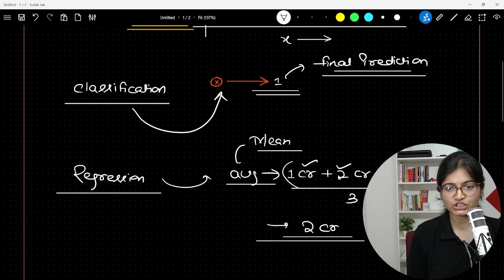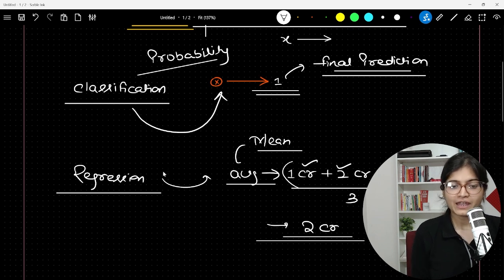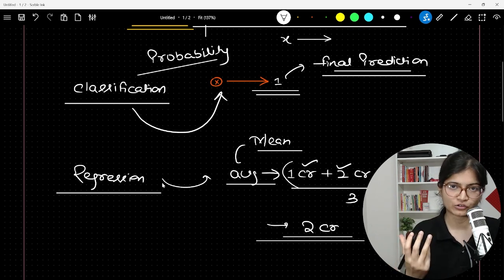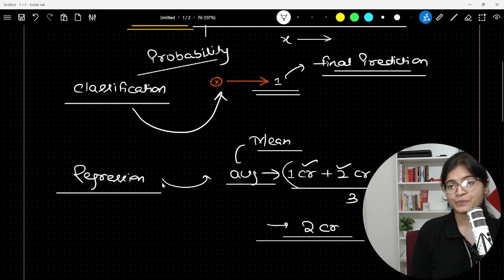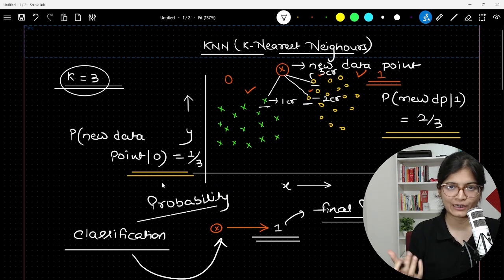So in classification, the major concept in maths is probability. It will try to find out which particular class has the highest probability. In regression, it will find the nearest neighbors, take the average of them, and give us a final number. So this is how the final intuition behind K-NN looks.